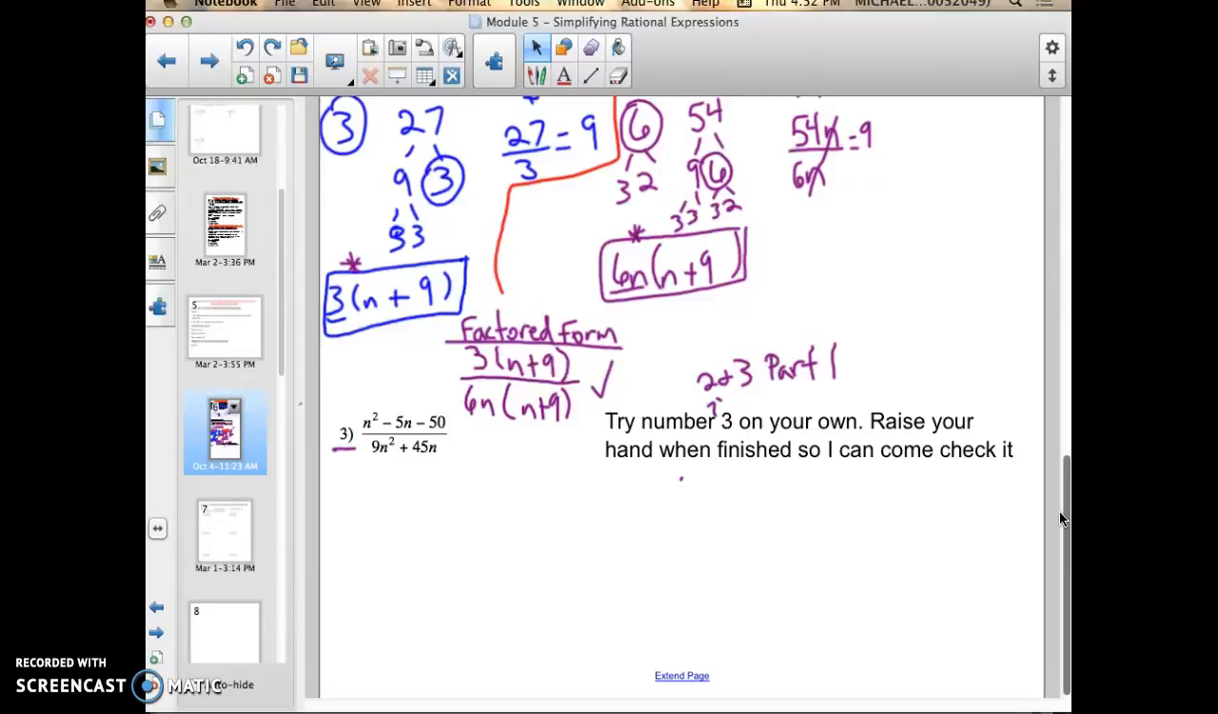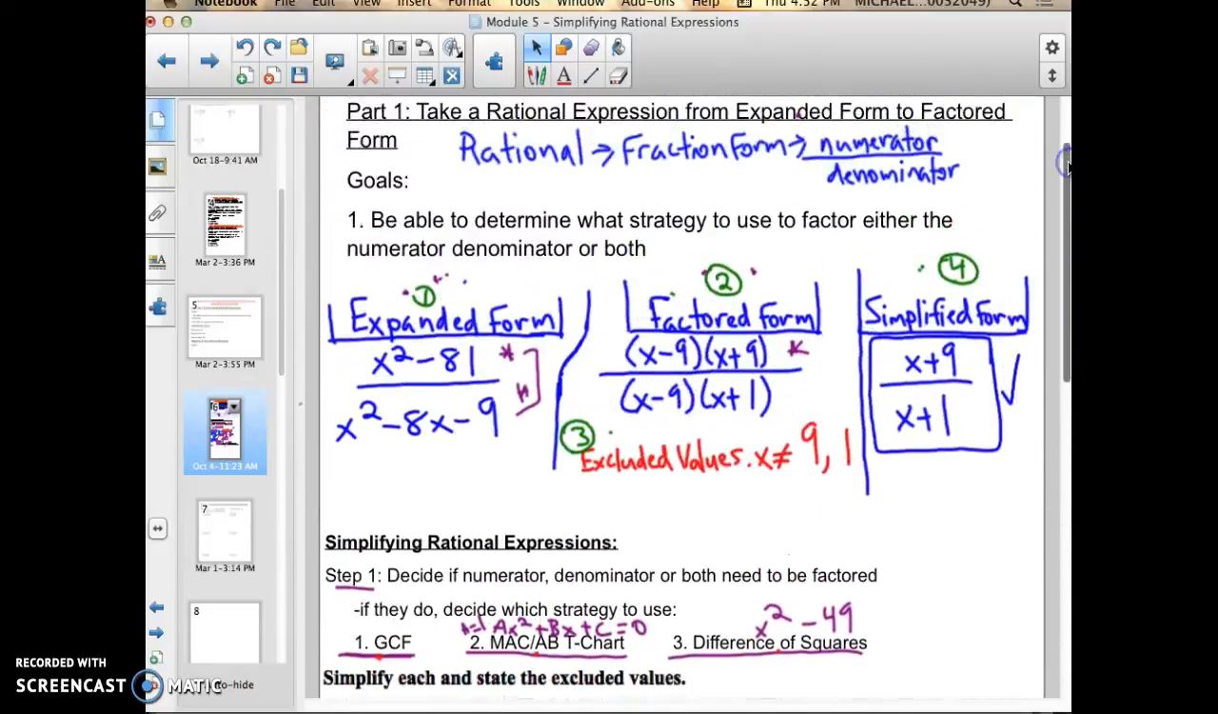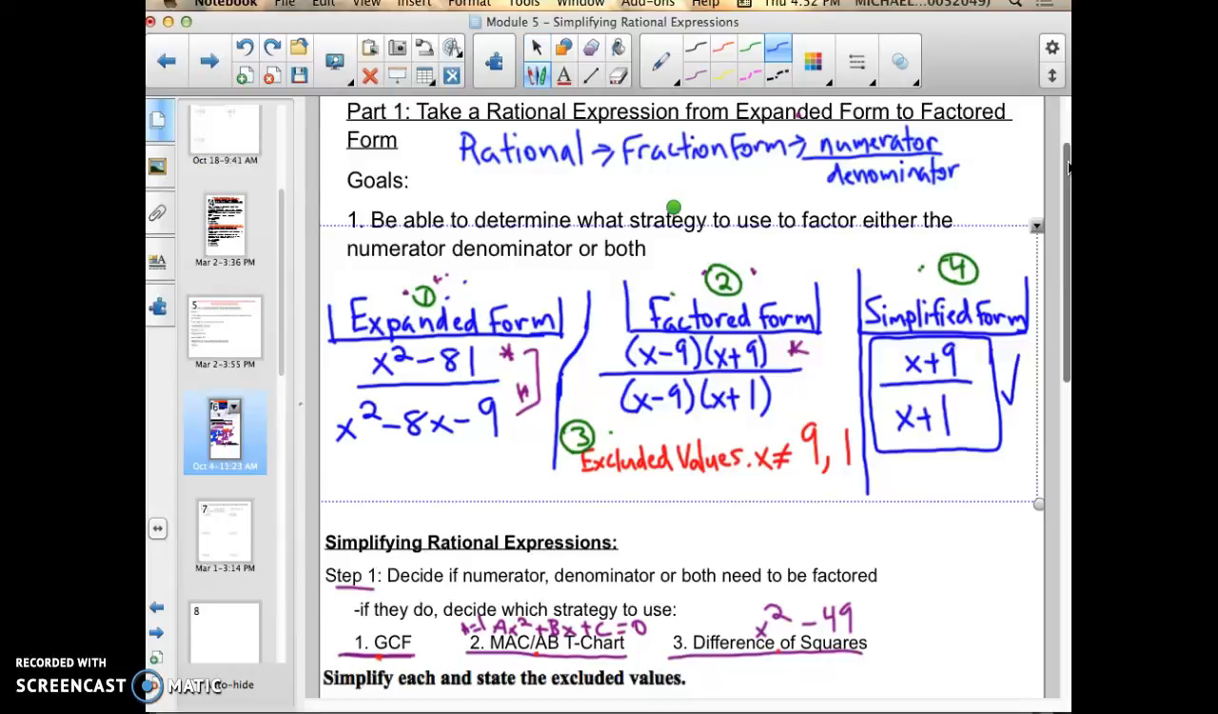At that time, you can move on to part 2's video, finding the excluded values and canceling out like factors. Because again, to end this process, we just went from step 1 to step 2. Step 1 to step 2 took it to factored form. We still have to do part 3 and part 4. This is the end goal right here, to get it to look like this. It went from here, expanded form, to simplified form, and stating the excluded values. My final answer should look something like this with the excluded values. So in the next video, you're going to learn how to find excluded values and then cancel out like terms.